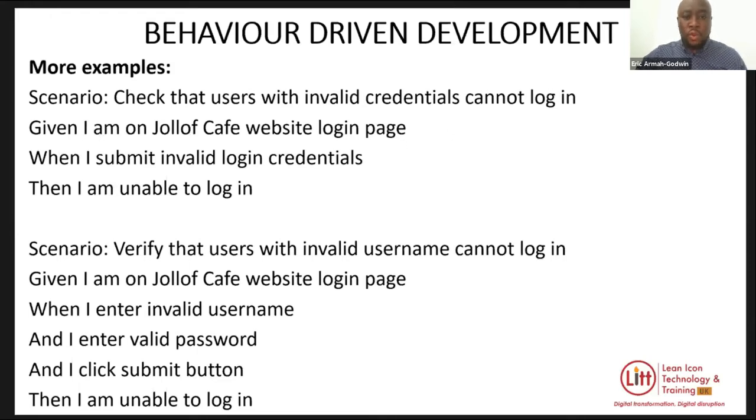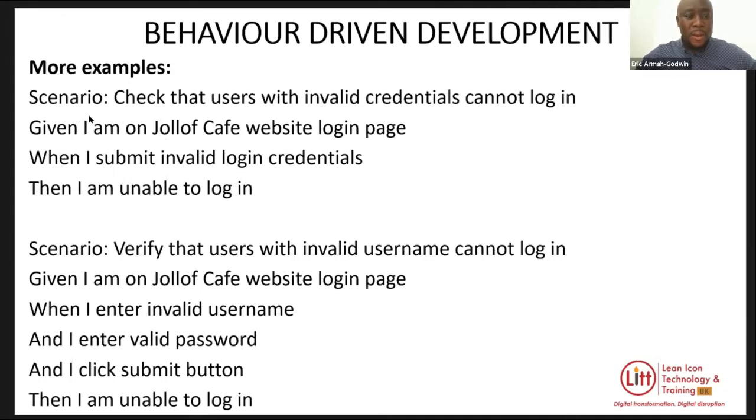Again, we've got the scenario here. Here's the scenario or test. We want to check that users with invalid credentials cannot log in. And then you can see the steps of each test, which says, given I'm on Jollof Cafe website login page. You can see this particular step at the top will be reusable. Every time I want to implement a similar test, I can reuse this line, and we'll talk about reusability, etc. when we come to automation.